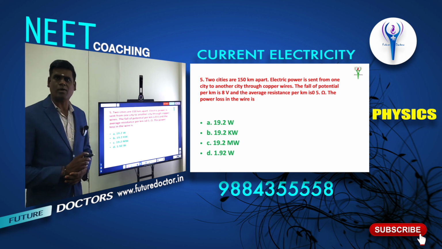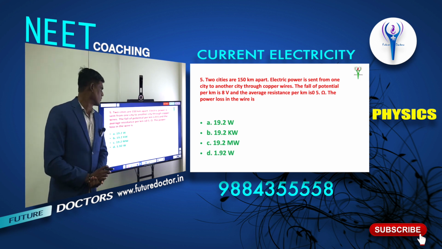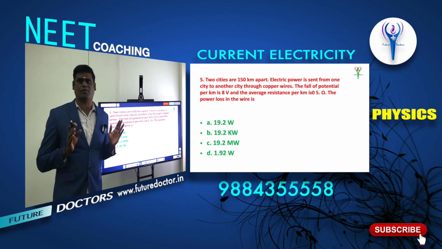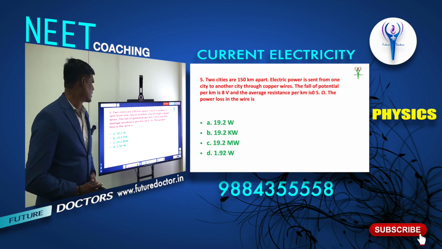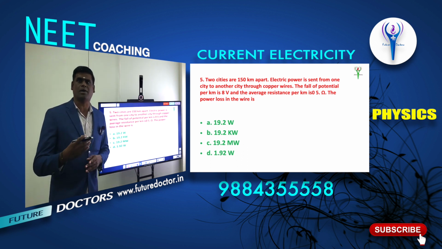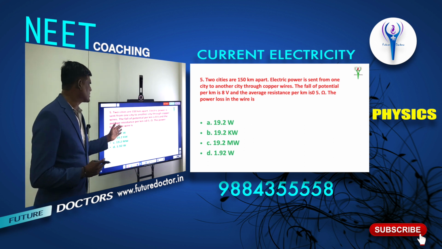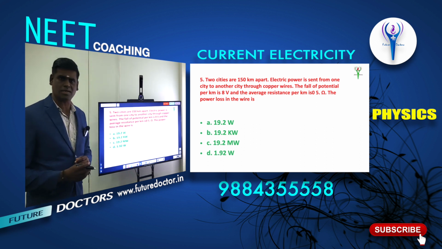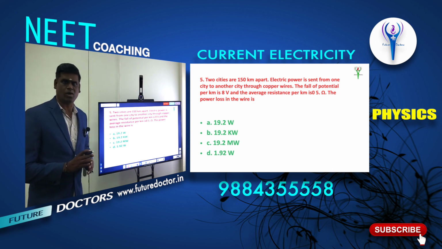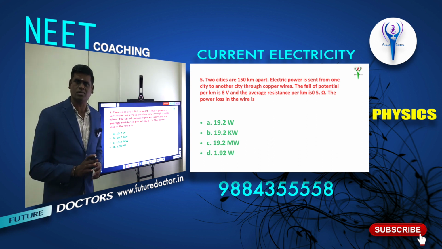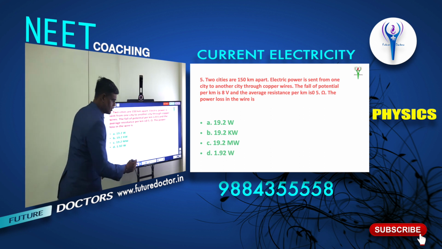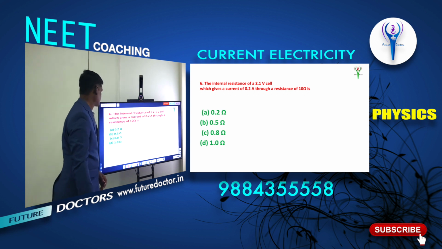Last option 1.92 watt. And the given data is the distance between the two cities, that is 150 kilometer, and the fall of potential is 8 volt per kilometer, and the average resistance is 0.5 ohm per kilometer. Now you want to express power loss in terms of watt. Okay. Next question, question number 6.